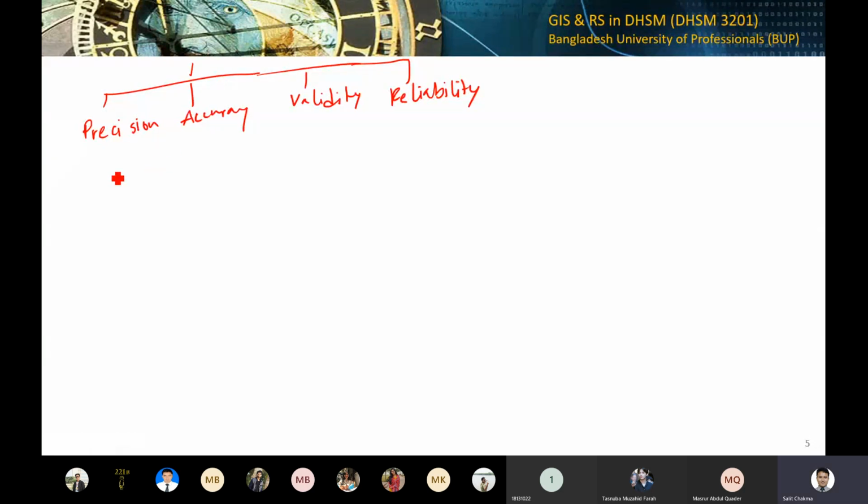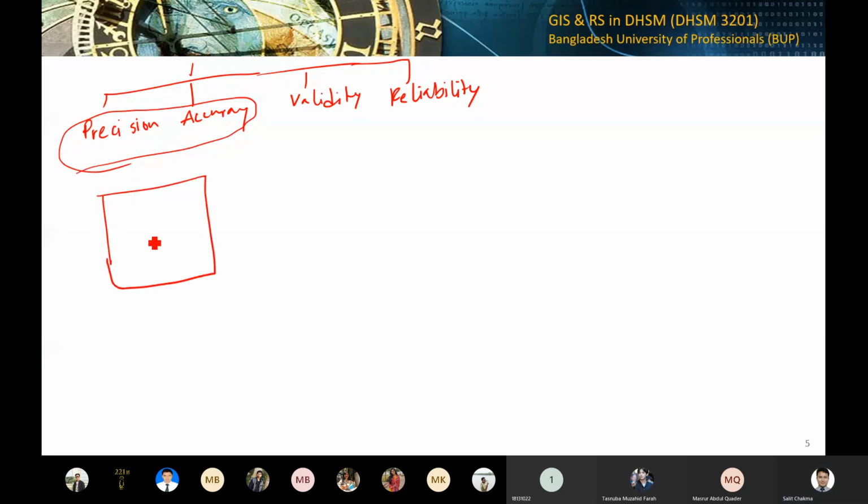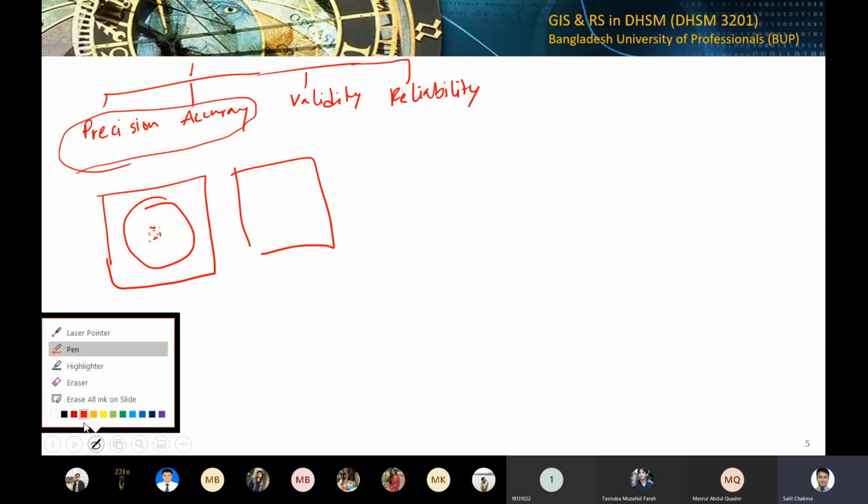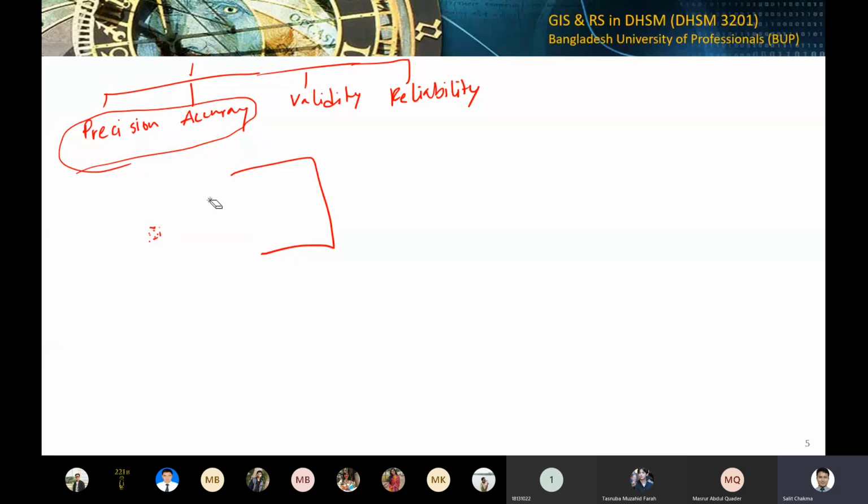Okay. So first off, these two things are connected. And what do we mean by that? If you search for precision and accuracy in GIS, you will get these examples of data being precise, these diagrams. So let me draw these diagrams again. I think I made it too flattened.